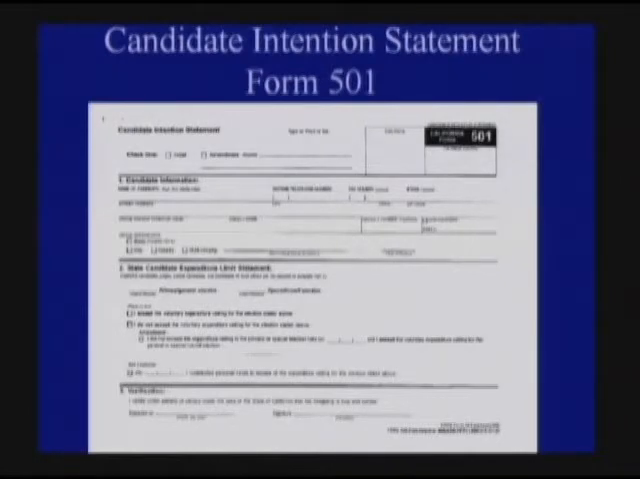Candidates for the special districts and school districts will be filing the Form 501 with the County Elections Office. If you are running for a city office such as city council, town council, or treasurer, you'll be filing this form with the city clerk. This form is very simple. It consists mainly of your name, your address, and the office that you're seeking.